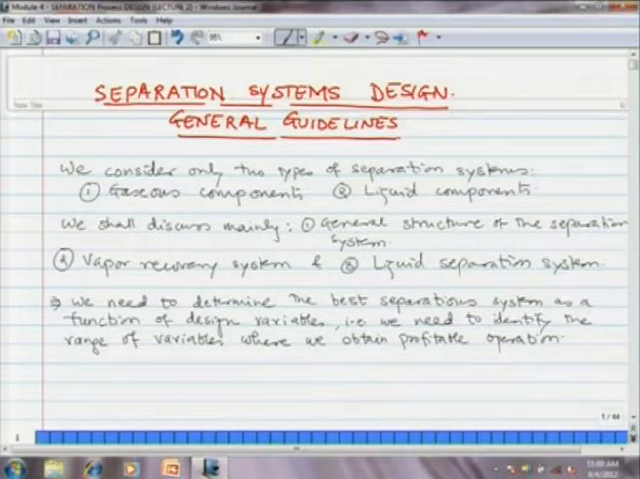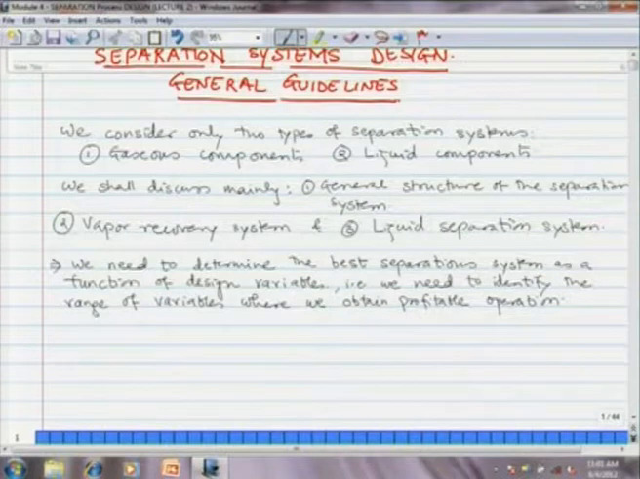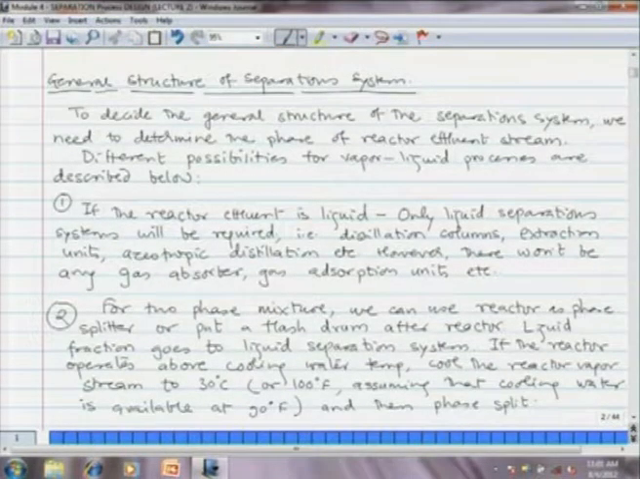So, here we consider only two types of separation systems: gaseous components and liquid components. We are not considering solid components because separation of solids is relatively easier, and we shall discuss mainly the general structure of the separation system, that is vapor recovery system and liquid separation system. We need to determine the best separation system as a function of the design variables, that is we need to identify the range of variables where we obtain the profitable operation. The first aspect that we need to deal with is the general structure of the separation system.